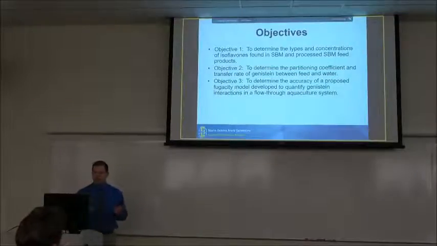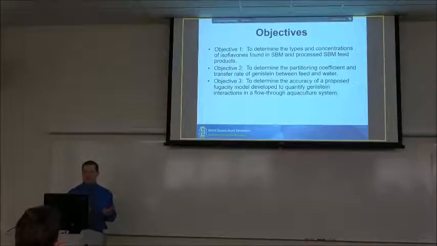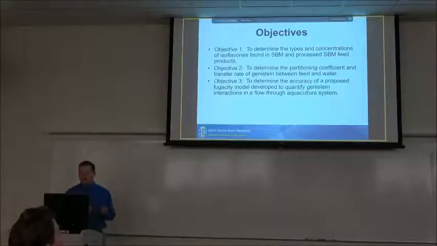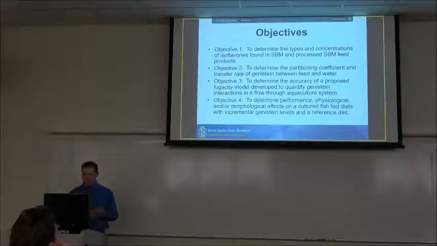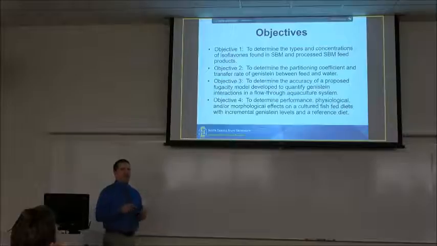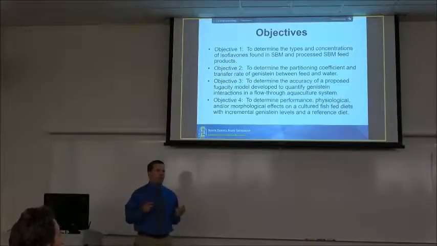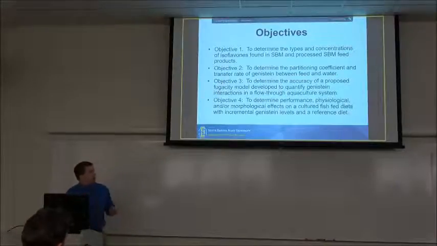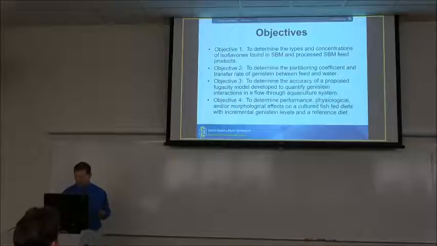Along with that, we'll be developing that fugacity model in order to quantify and determine where the genistein we want to factor out within this system is. And then also determine: is this relevant, is it an accurate model. And finally, we'll determine what potential physiological and growth impacts feeding genistein to these cultured fish will cause on them. And we'll use a reference diet to compare these results.